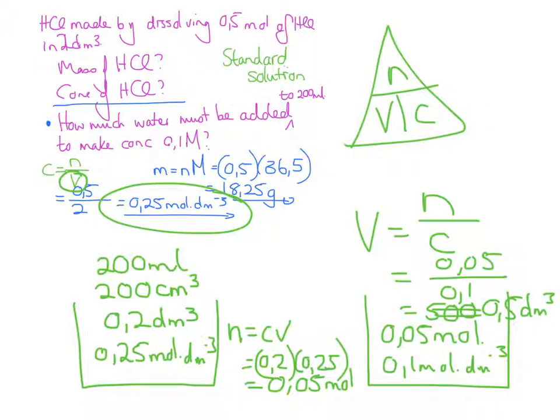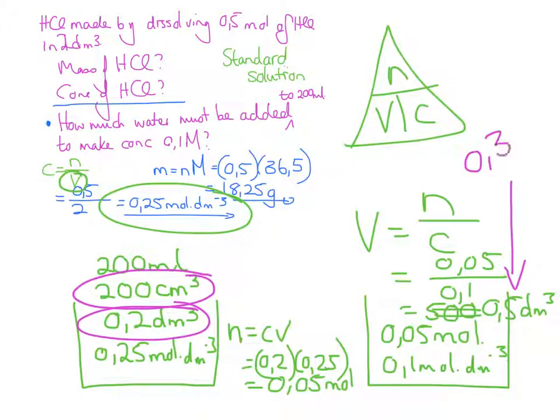I already had 0.2 decimeters cubed. So how much water must I add to get to 0.5? I must add 0.3 decimeters cubed of water.